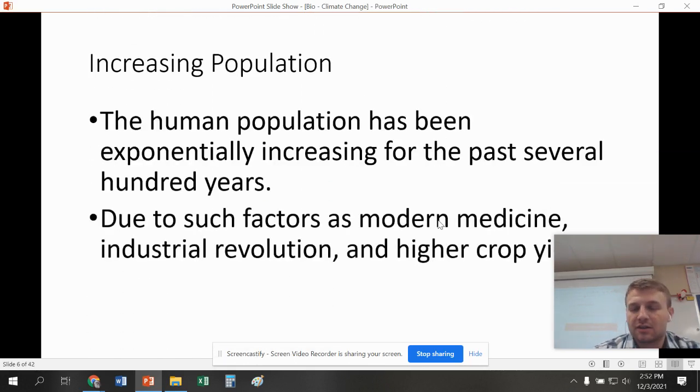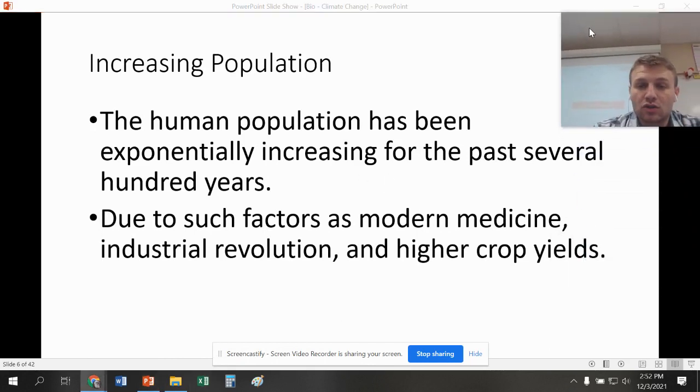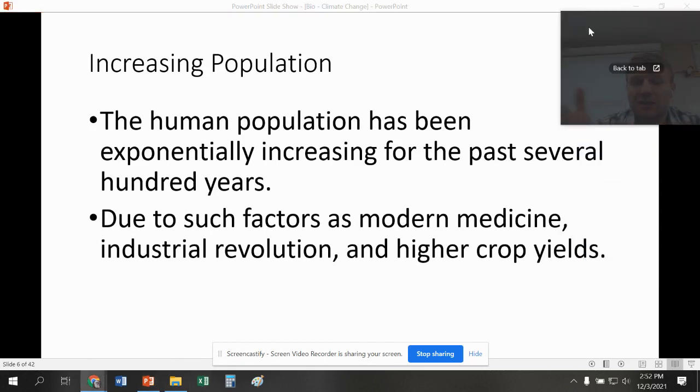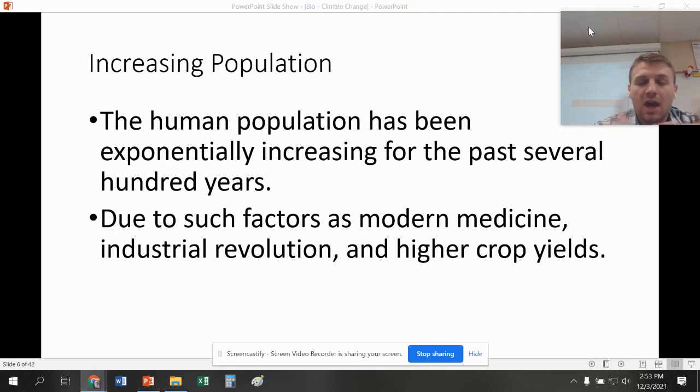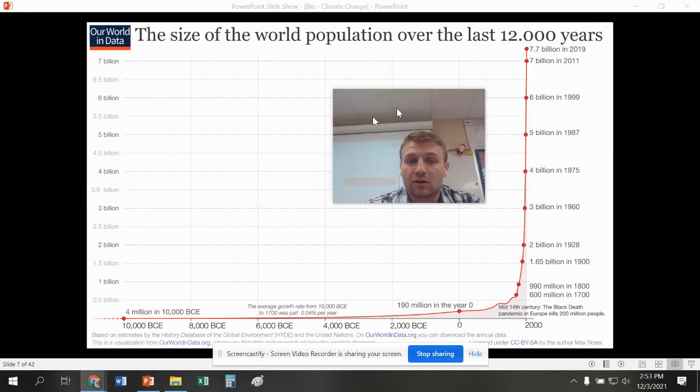Increasing population. Obviously, in the past couple hundred years, we've seen a huge, dramatic increase in the amount of people on Earth, and that's a good thing. We have a lot more people because we have modern medicine, the Industrial Revolution, a lot more food, and just in general, more resources for people. And again, this is a great thing because we're saving people and having more resources, but it's also causing a huge increase in the number of people.